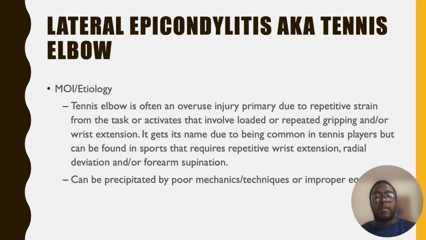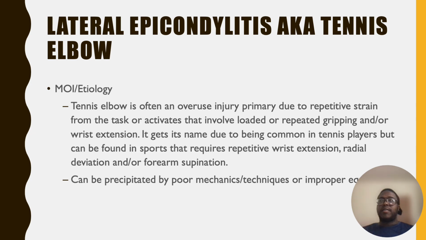The reason why it is called tennis elbow is that it is common in tennis players, but it can also be found in sports that require repetitive wrist extension, radial deviation, and/or forearm supination. It can also be precipitated by poor mechanics or techniques or improper equipment, such as if you're a junior tennis player using adult rackets. You're probably not used to them, so you're putting more force into your swings.